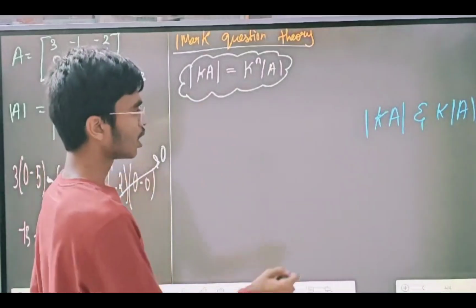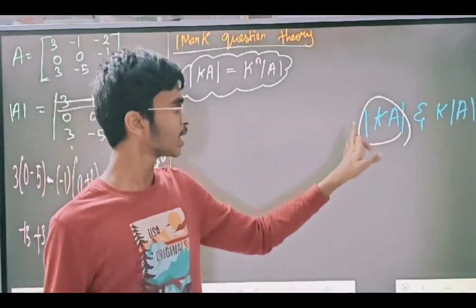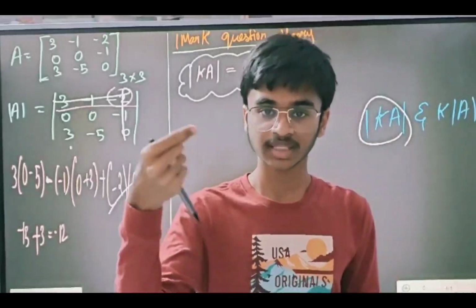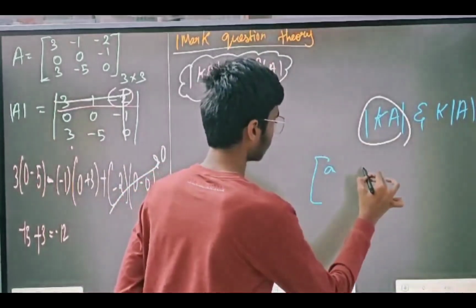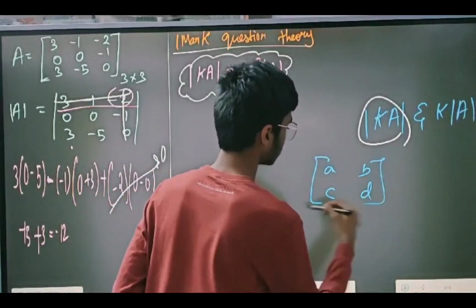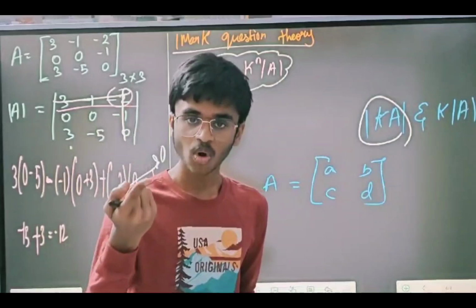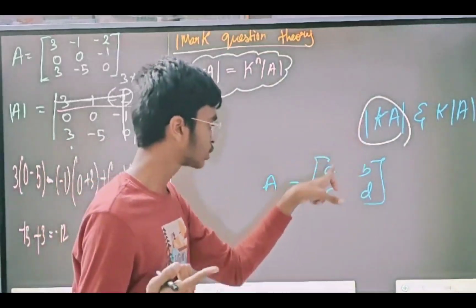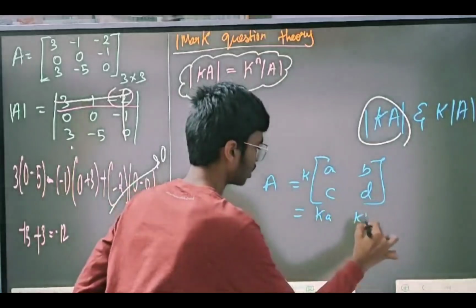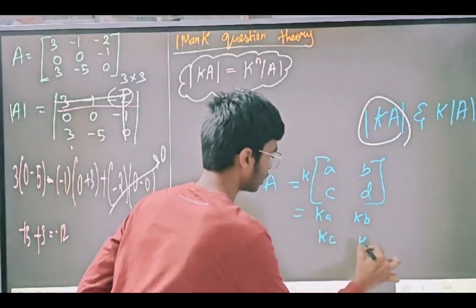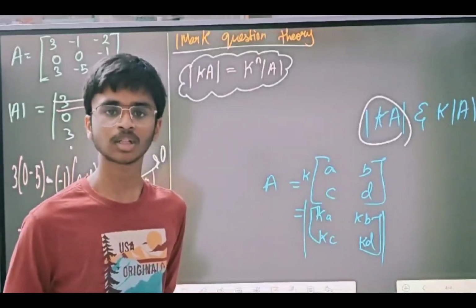Just simple. Here, in this case, you are going to find the determinant of kA. That means, for example, I'm going to take a matrix with entries a, b, c and d, and this matrix is equal to A. First, you are going to multiply this matrix with k. That means ka, kb, kc and kd is its matrix. Now you are finding the determinant of it.